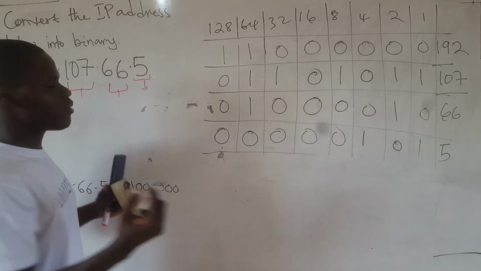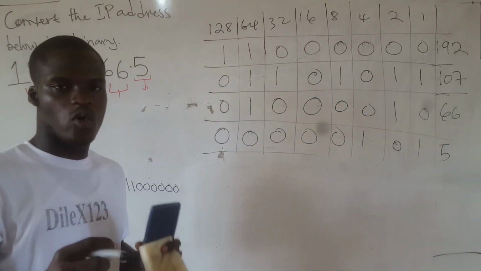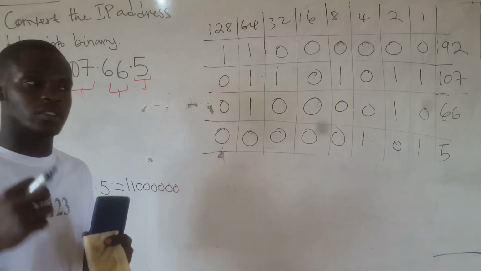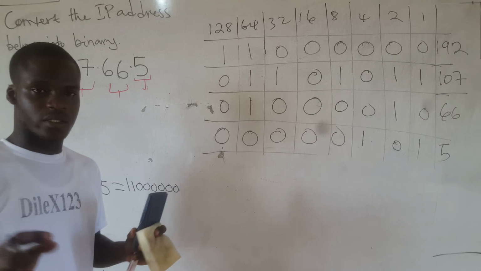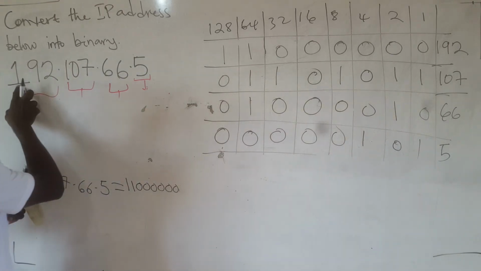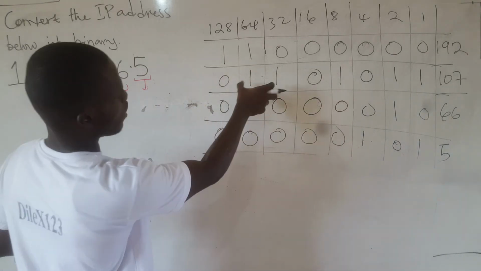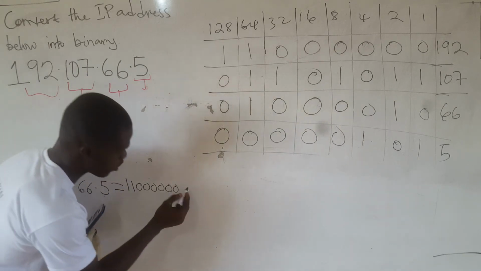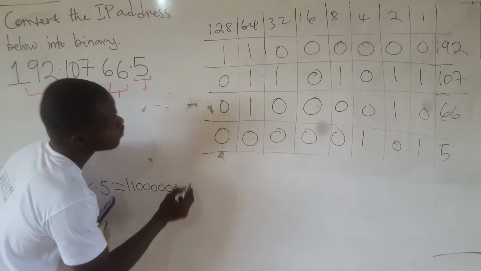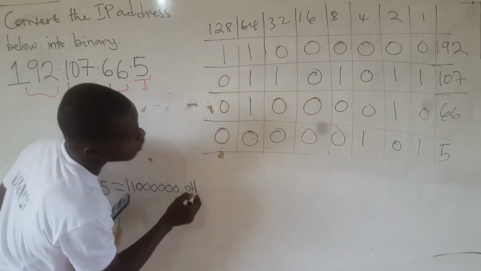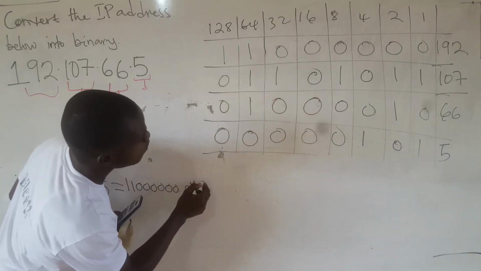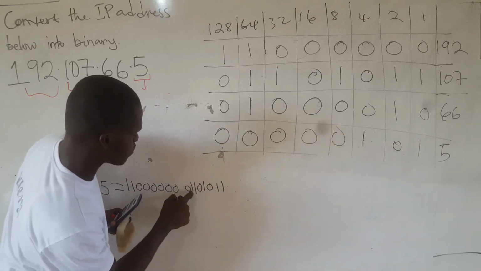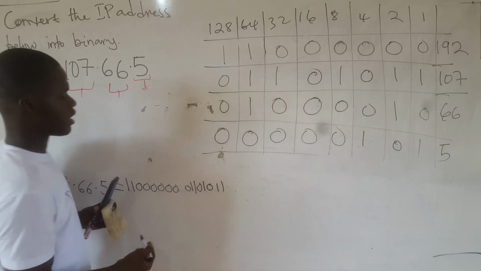You remember we said that for IP version 4, each of the numbers has to be presented with 8 bits, or 8 digits. So we presented 192 with 8 digits. The 107 must also be presented with 8 digits. So we leave a small space, 0, then we repeat this. So 1, 1, 0, 1, 0, 1, 1. So 1, 2, 3, 4, 5, 6, 7, 8. So we are done with that one.